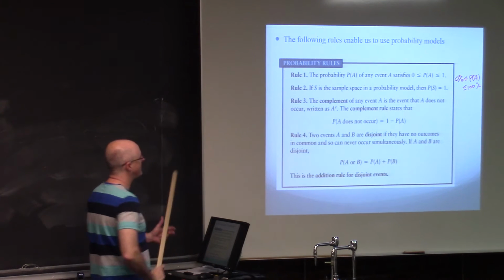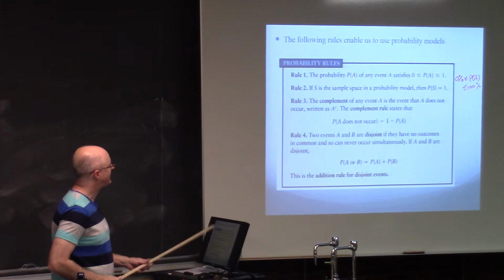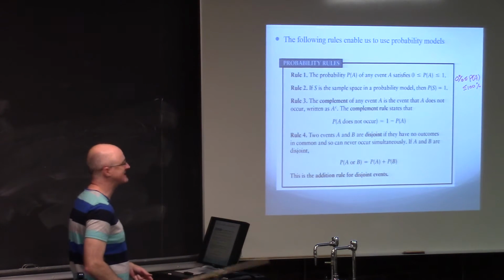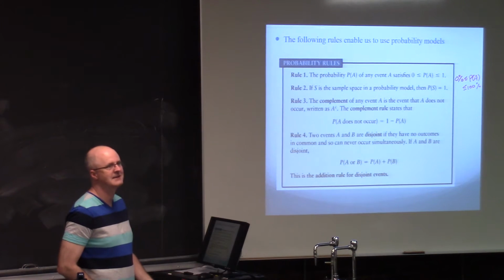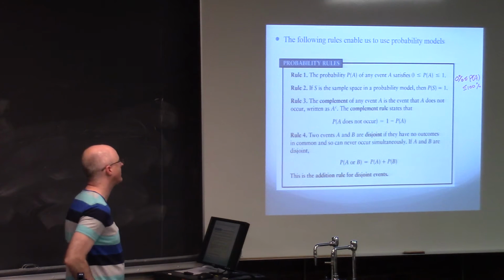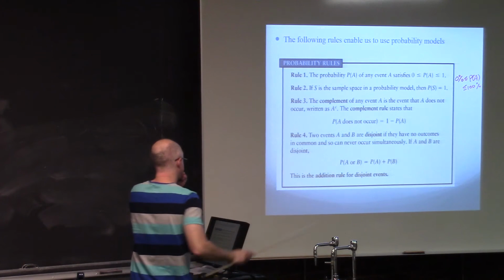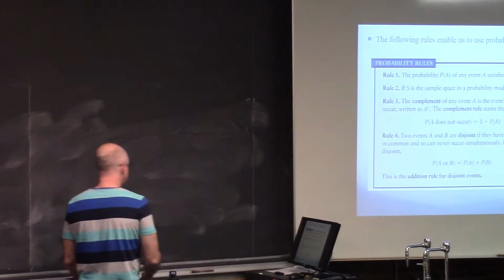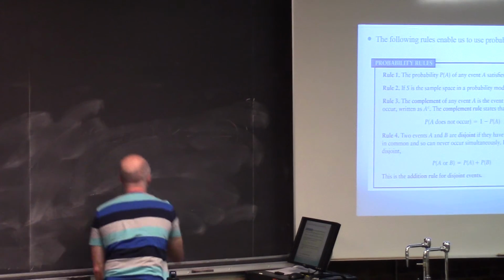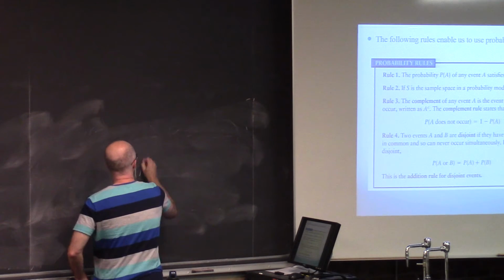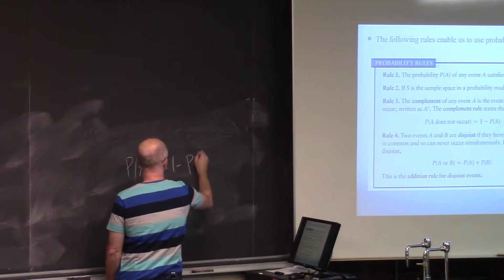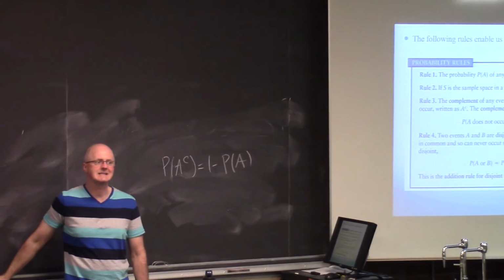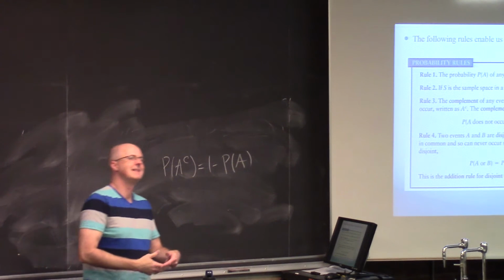Rule 3, the complement of any event is the event that event does not occur. It's written as A with a C there. That C is not a power. C is not a number there. It's just notation for the complement. And the complement rule says that the probability that A does not occur is 1 minus the probability that A does occur. Having introduced the complement notation, I don't know why the book didn't bother going ahead and writing that equation like this, with that complement notation in there. Complement means the opposite, means that A doesn't occur.